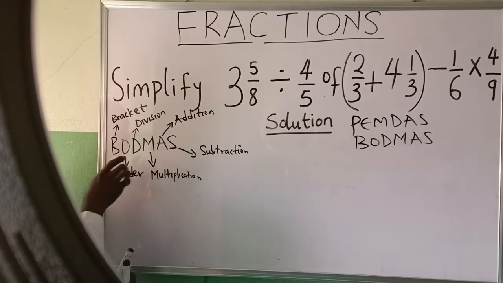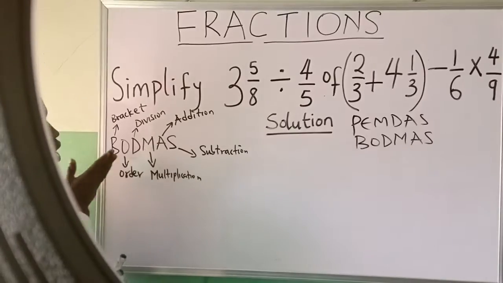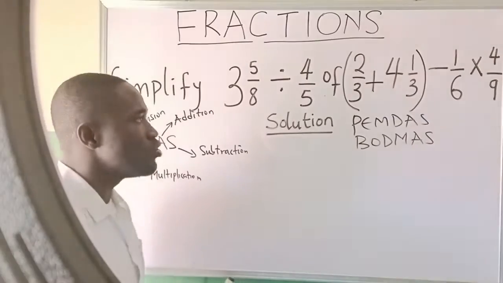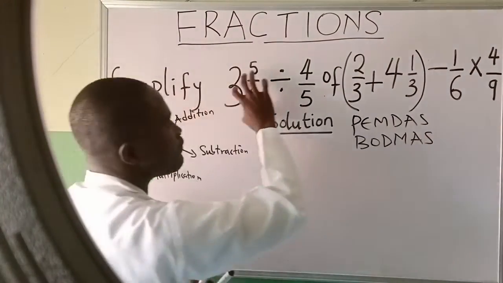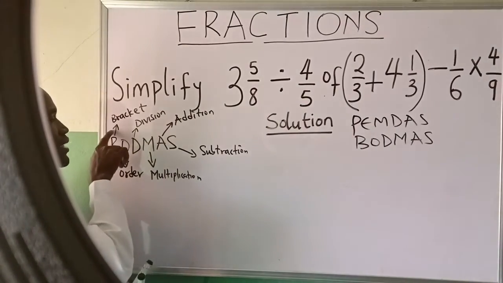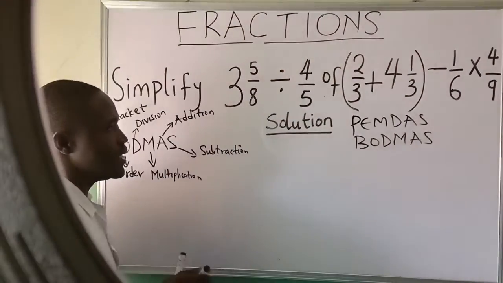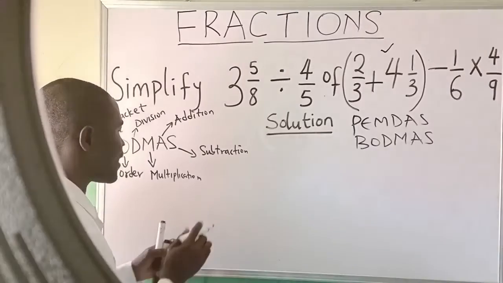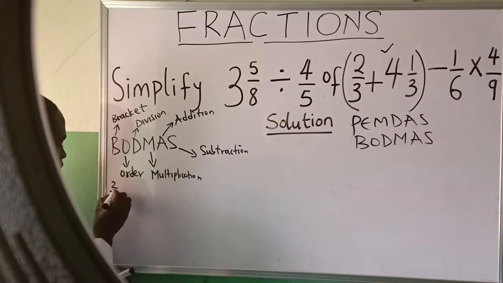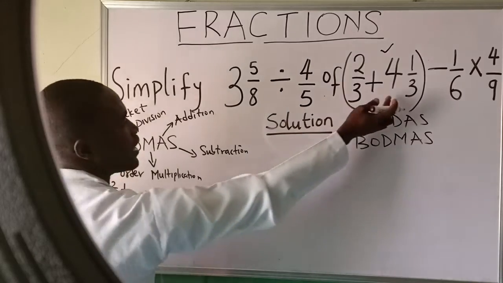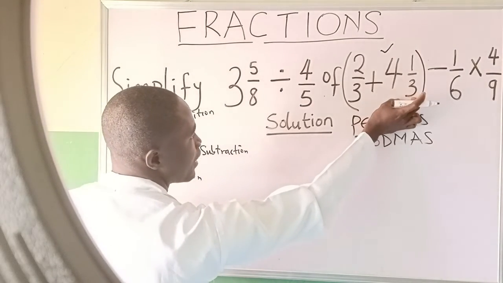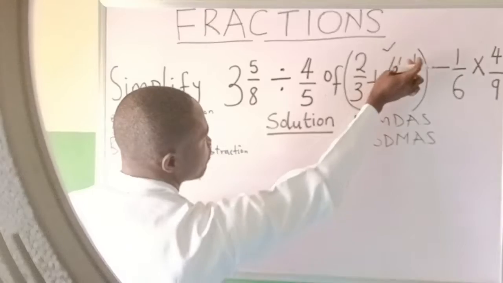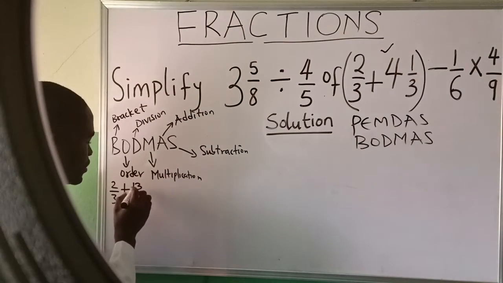From the word BODMAS, this is the sequential order in which you solve the problem of fraction. How do I mean? Ask yourself, since in the word BODMAS you have brackets, do we have a bracket here? Yes. It means solve this bracket first. I will now say 2 over 3 plus, convert this to an improper fraction. This is a mixed number or a mixed fraction. So, convert it to an improper fraction. 3 times 4 is 12 plus 1, 13 over 3.